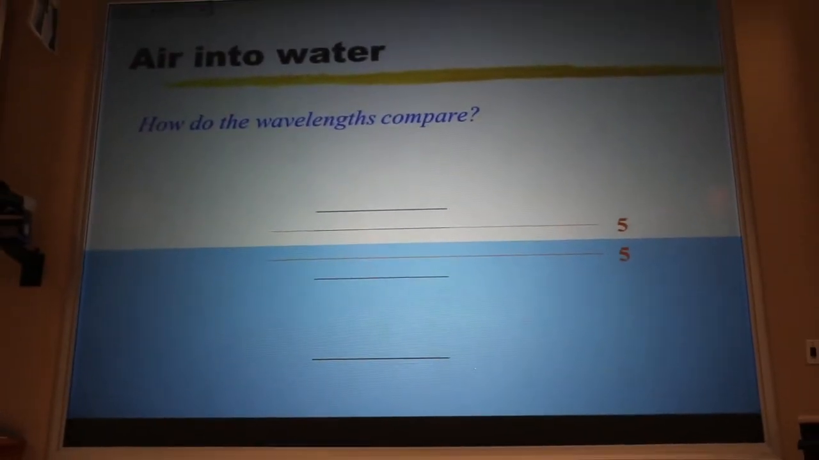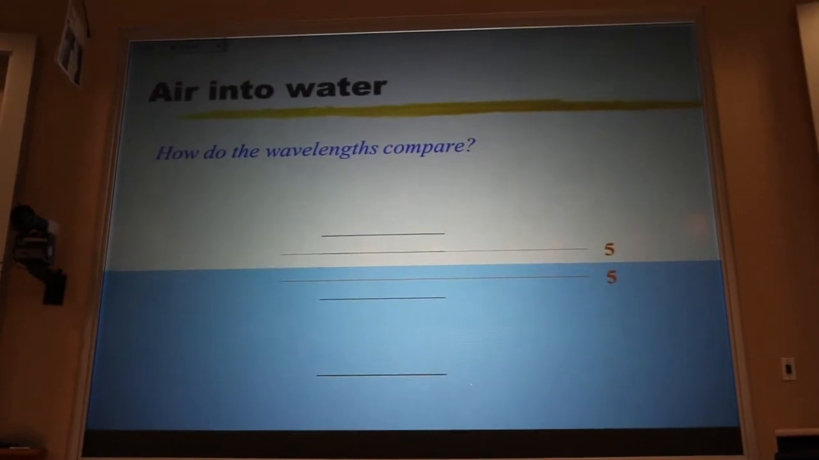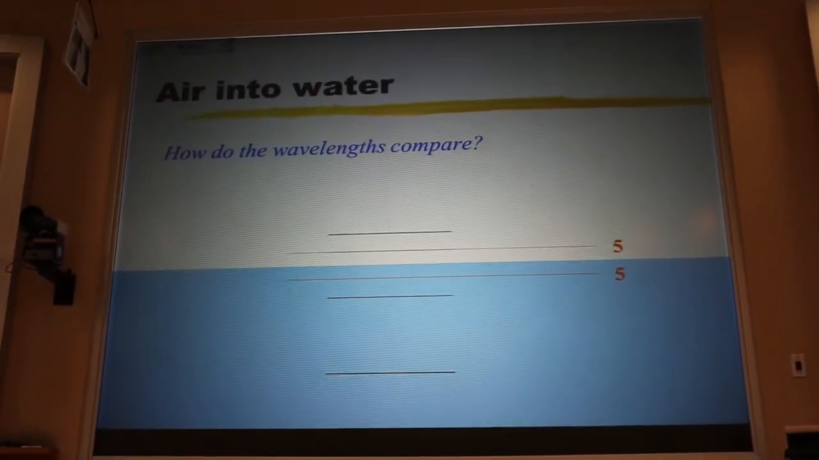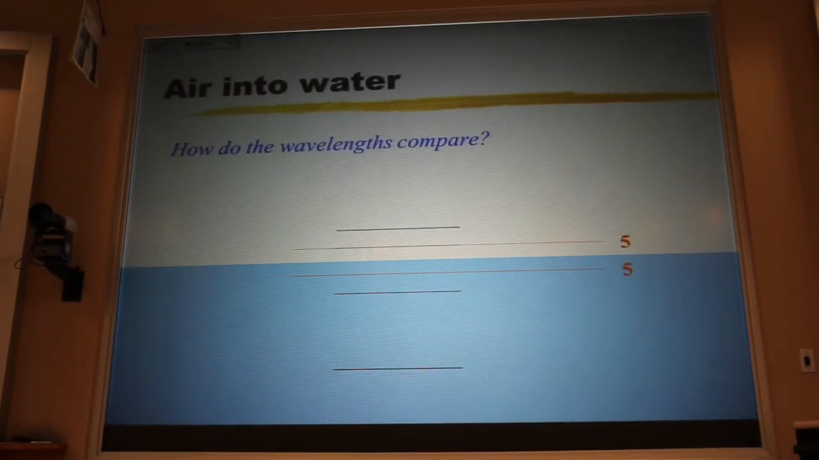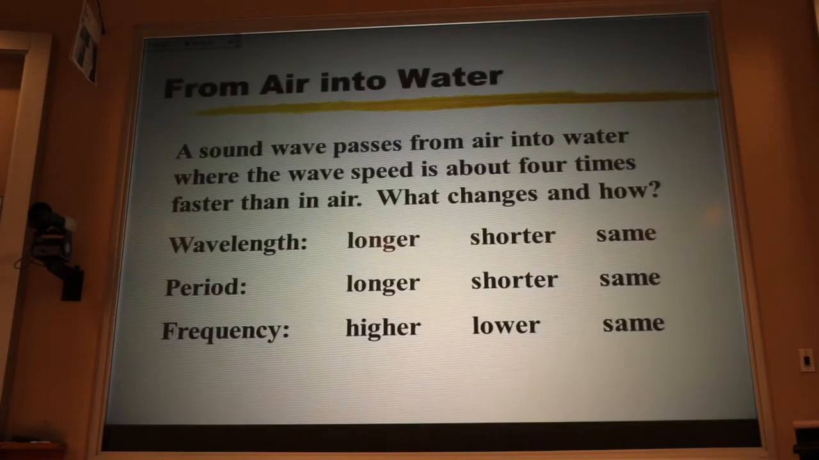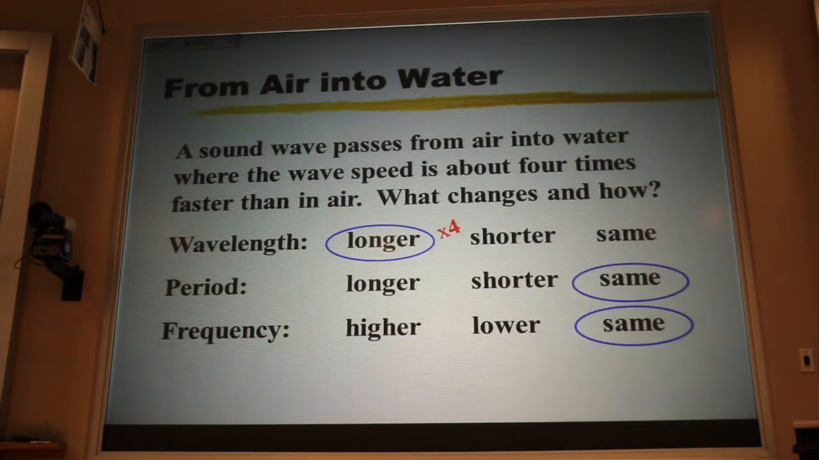What about the wavelengths? Well, because those waves are traveling 4 times faster in the water, the distance between those wavefronts is 4 times greater in the water. But the frequency is the same. Now, if we go back to our original question, the wavelength in the water is going to get longer, the period is going to stay the same, and the frequency is going to stay the same.